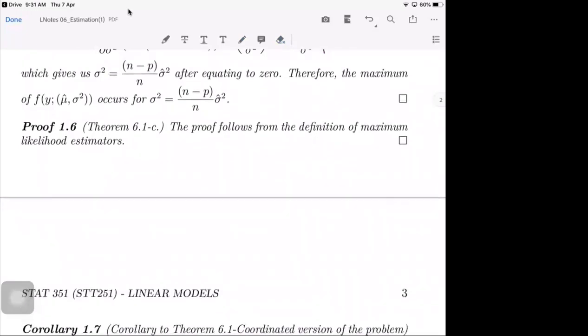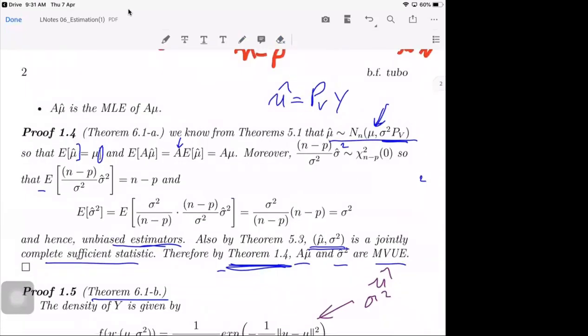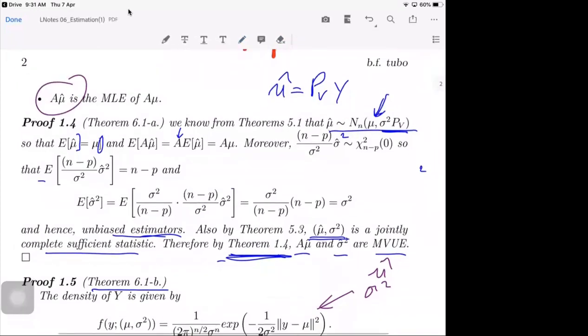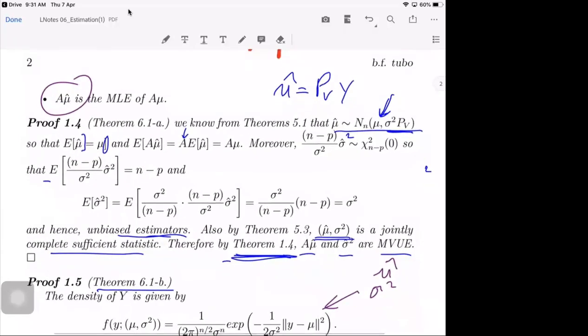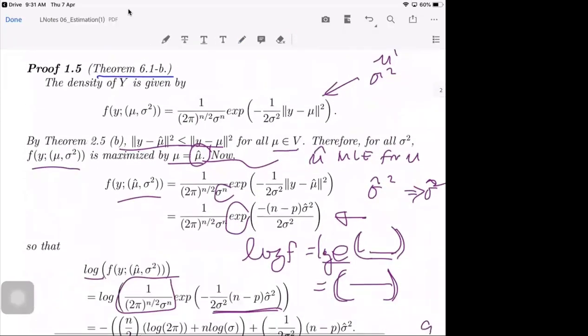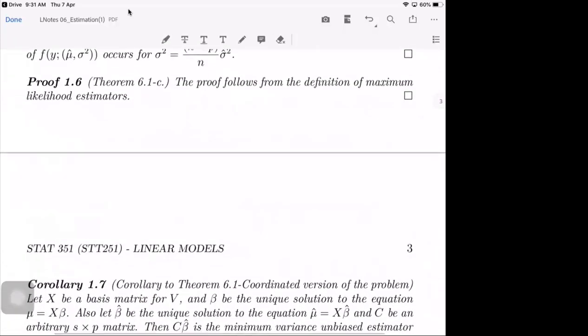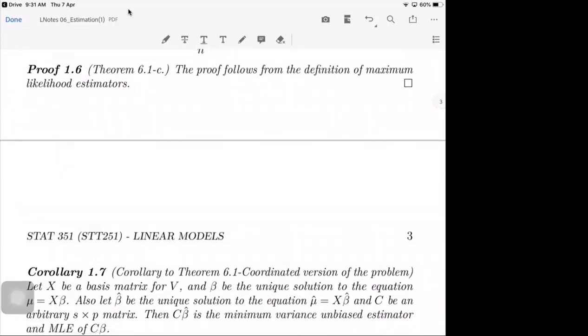So for C, it's the same procedure, except that you will be dealing with a mu. But that is very straightforward, because you already know that mu hat is an MLE for mu. So all you have to do is do a transformation on your density function. You use mu hat for the MLE. The proof of that follows from the definition of maximum likelihood estimators.